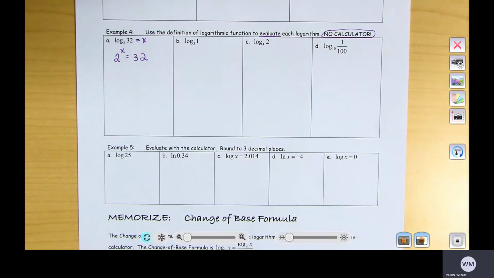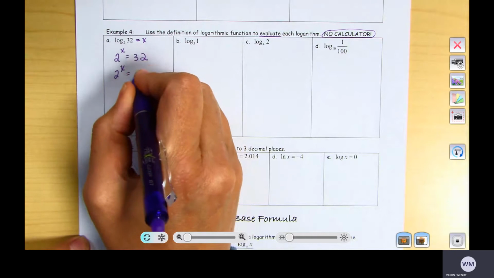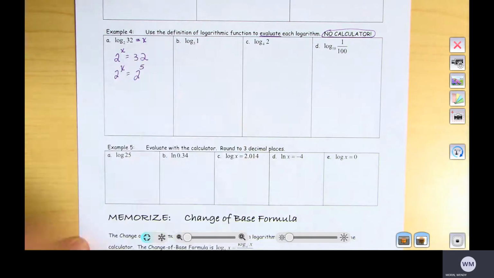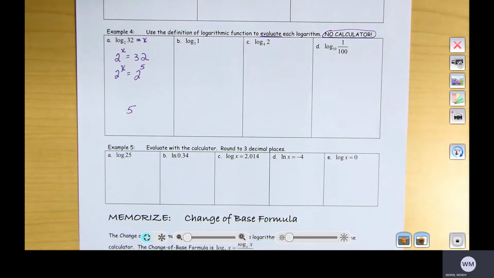Well, again, the only way that you can do this without a calculator is to be able to make the bases the same. So what is 32? So your answer would be 5. And there's your supporting work to get full credit.